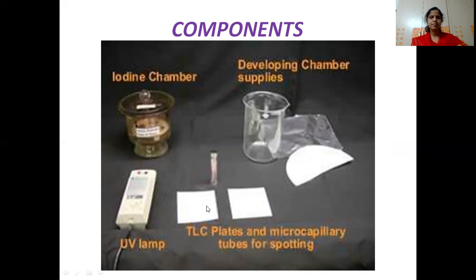These are the TLC plates. These are the microcapillary tubes which help to load the sample onto the plate. And this is the developing chamber, where we keep the plate after loading the sample. Then the iodine chamber and UV lamp. These two are used as detectors for detecting the spots or the components present in the mixture.